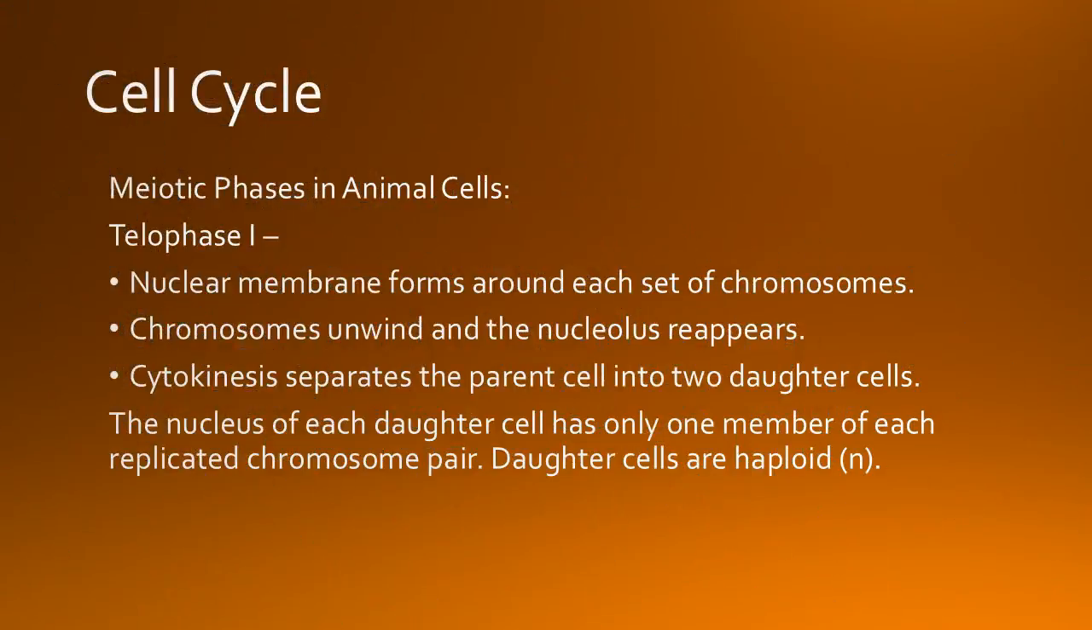Telophase 1 proceeds to form a nuclear membrane around each set of chromosomes. The chromosomes untwist and the nucleolus reappears. Cytokinesis separates the parent cell into 2 daughter cells. At this stage, the nucleus of each daughter cell contains only one member of each chromosome pair in a replicated state. Thus, each daughter cell is now haploid.